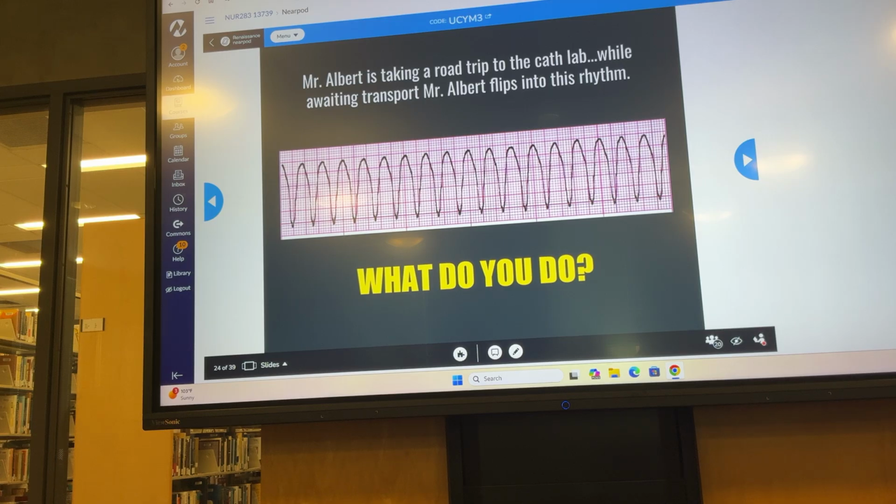Now, if it's unstable and he has a pulse, unstable with a pulse, meaning that he's hypotensive, he's diaphoretic, he's dizzy, he is altered, he's confused, then you could do synchronized cardioversion. Now, you check, you turn your back, and you feel a pulse, and you're like, whew, I don't feel a pulse anymore. Uh-oh. What do you do?